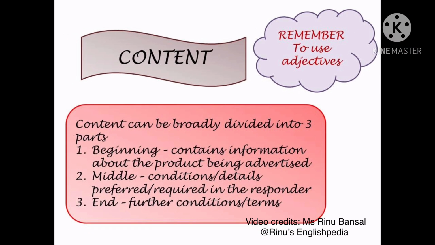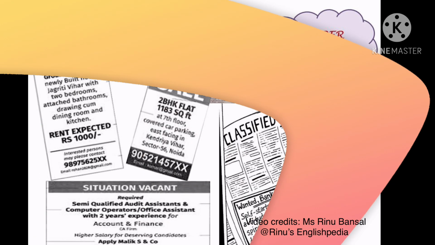The content of an advertisement can be broadly divided into three parts. The first part is the beginning, which should contain information about the product being advertised. The next part is about the conditions or details which are preferred or required in the responder. And the third part is the end, where you are going to write about further conditions or terms. Always remember to use maximum adjectives, as this will help you to convey more while writing less.